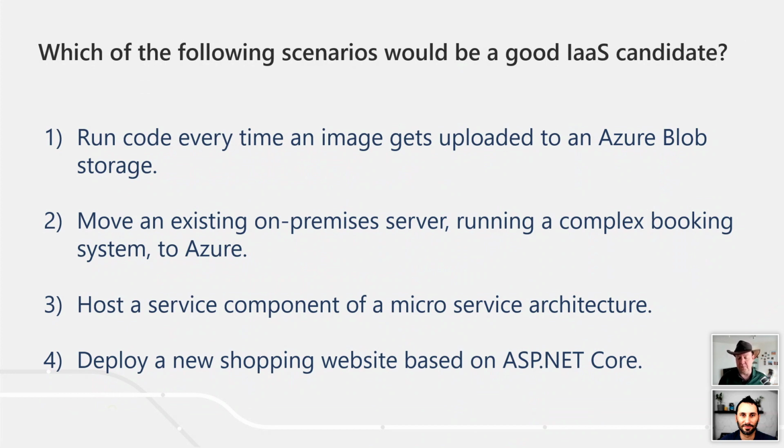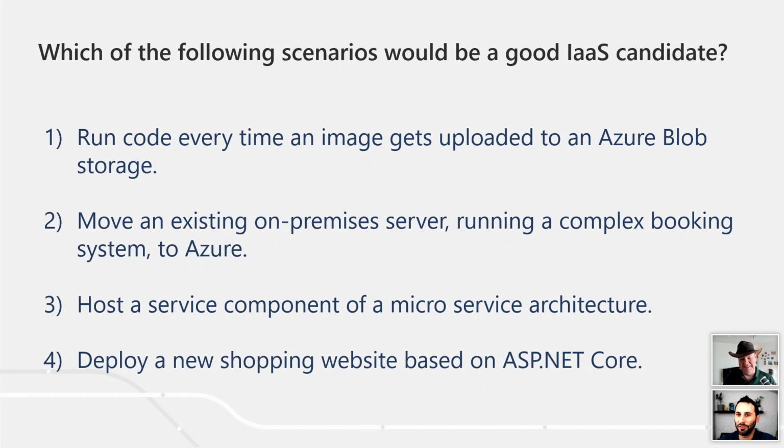That's solution number one. Number two is taking an existing server which is running on your premises and moving it to Azure, for example, a complex booking system, maybe some legacy systems. Number three is hosting a service component of a microservice architecture. And number four is deploying a new shopping website based on ASP.NET Core. So just a few seconds for the viewers to answer. And I think we can, without too many surprises, based on what we said before, which one do you think, Johan?